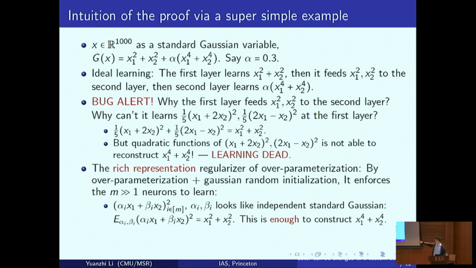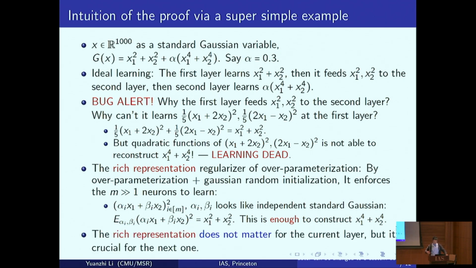So the target representation is very rich. Actually, the quadratic function of all these neurons is enough to construct every fourth power polynomial, including this target one. And so actually the rich representation doesn't matter for the current layer, because no matter whether you represent it in this one, or in that basis, or in the standard basis, you're outputting the same function. But the point is, it is very meaningful for learning the next level features.